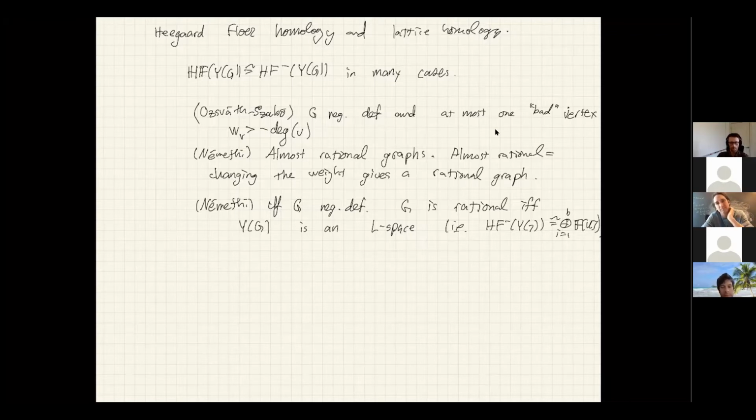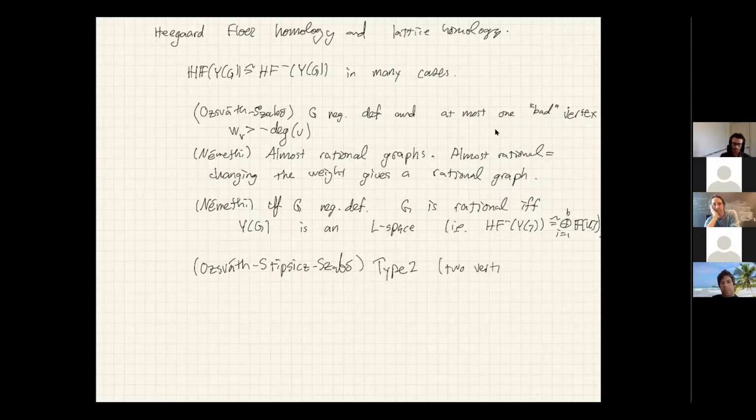Okay, great. Anyway, so these are some greatest hits. There's also another important result that we're going to use, the result from Ozsváth, Stipsicz, and Szabó, which is type 2, or almost rational graphs. Type 2, right? 2 vertices can be changed to get rational.